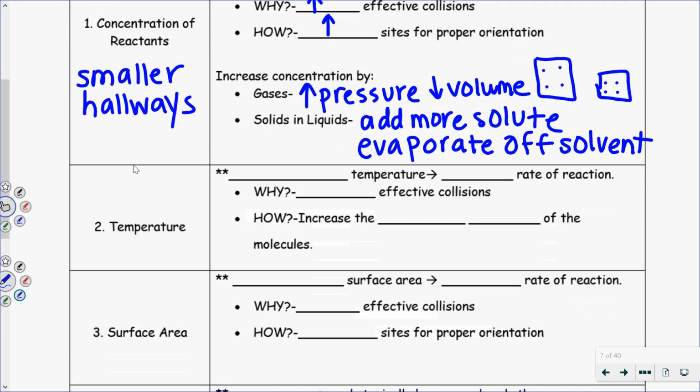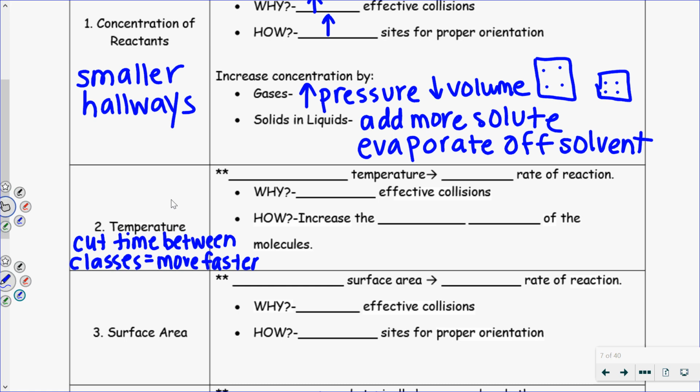Now if we move down, your second factor is temperature. And the analogy they gave for temperature was cutting the time between classes. Now what's that going to do? If you cut the amount of time you have to get to another class, you're going to move a lot faster. And when you move a lot faster, you're more likely to bump into people. So that's the analogy for the temperature factor.